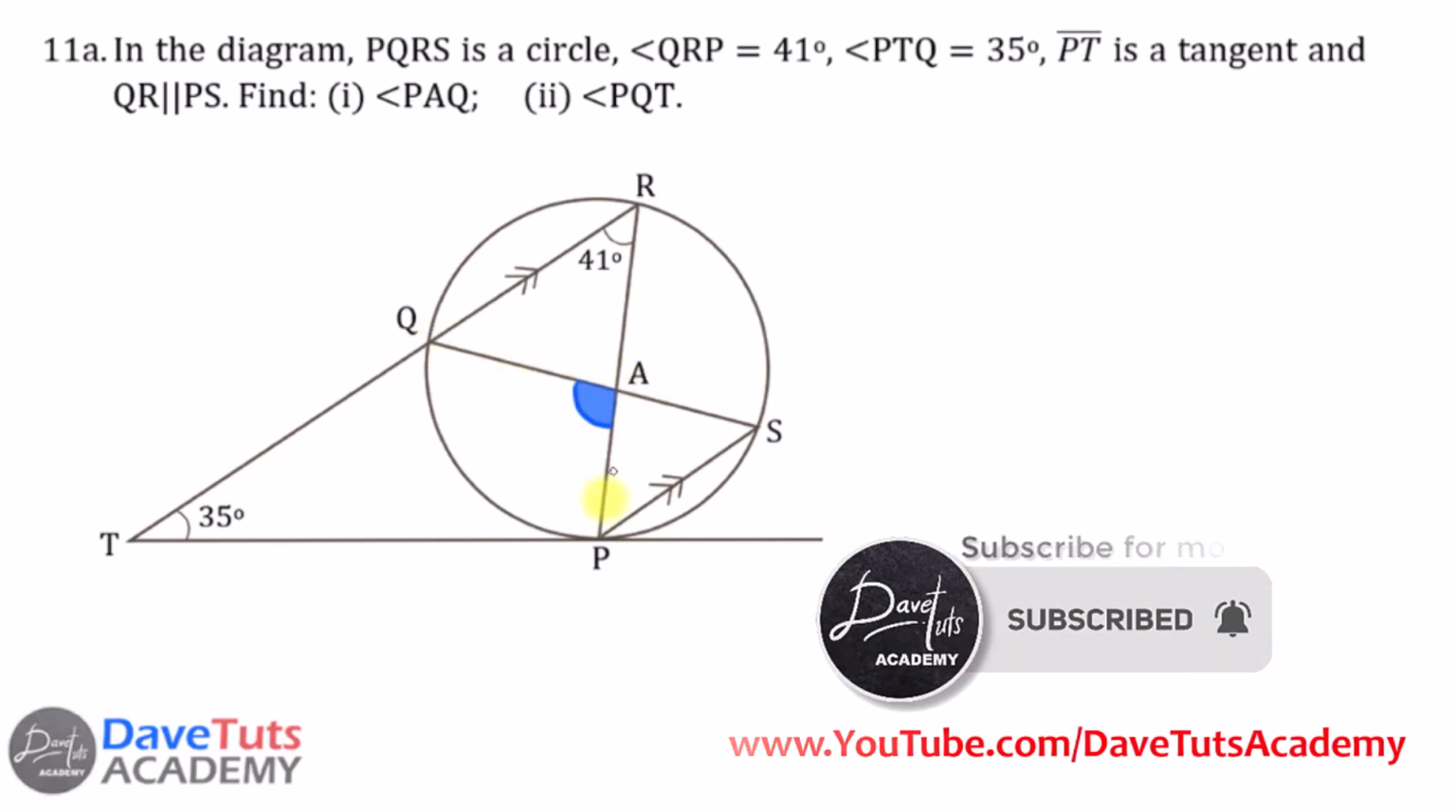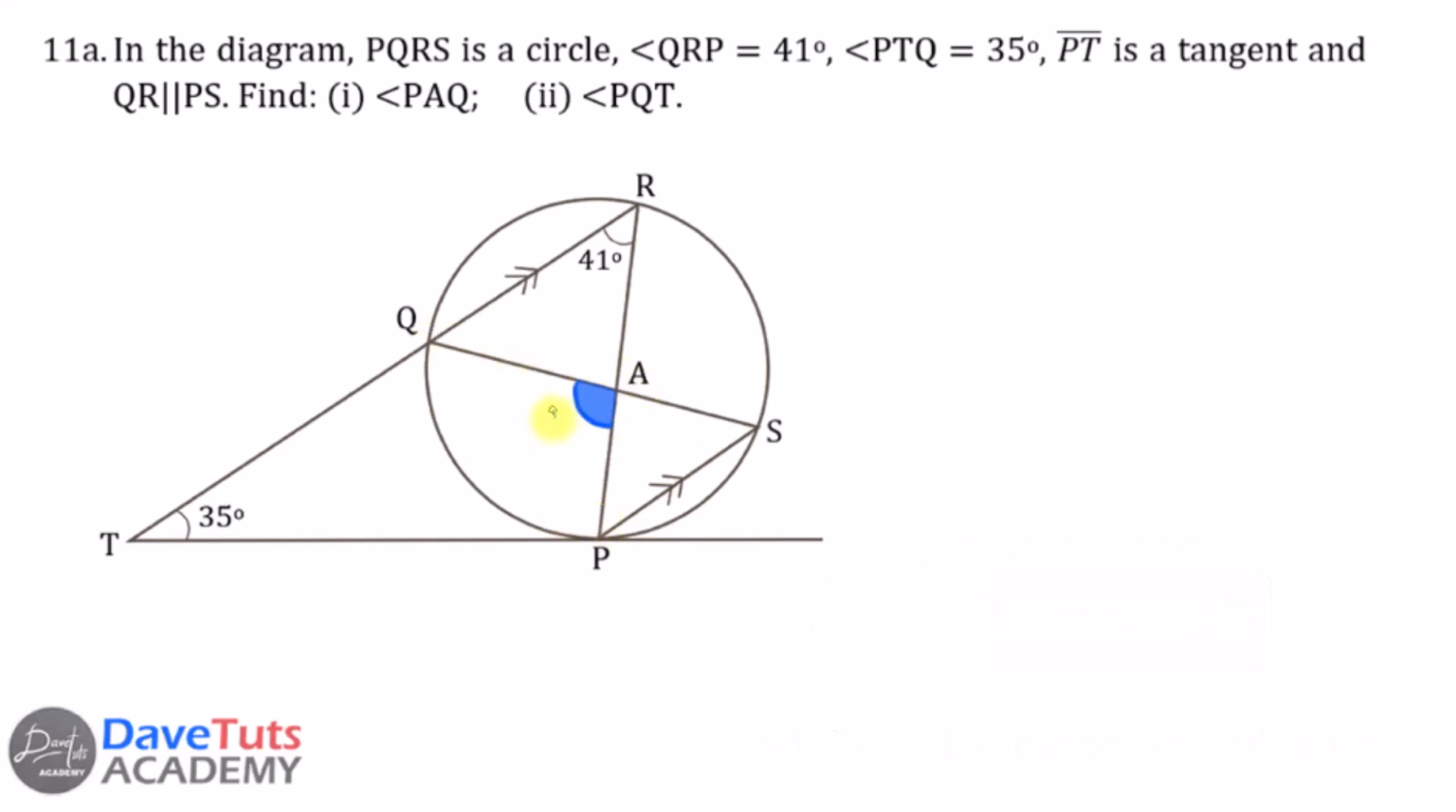This angle QAP, if I call it theta, I'm looking for theta. This is what I would like to do first and foremost. I will say this angle QRP is also going to be angle QSP, and that value is nothing but 41 degrees. And why am I saying that?